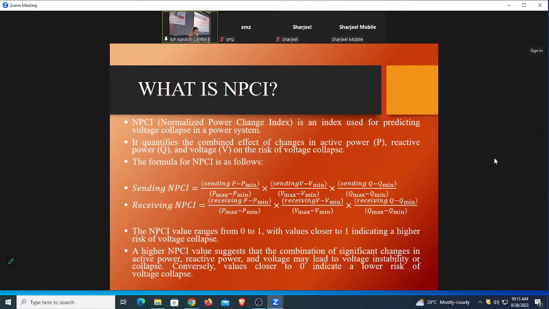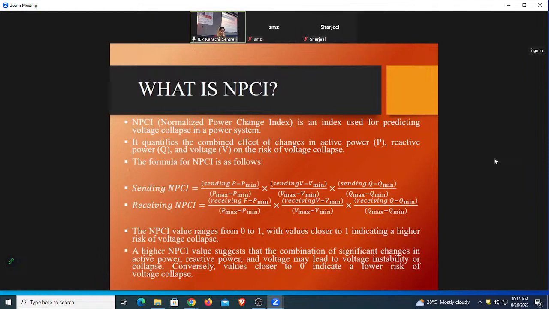We have both sending NPCI and receiving NPCI. So in case of NPCI, the voltage stability index is predicted for both the buses at the same time, for the sending end as well as for the receiving end, while in case of NLSI, only one of the buses is predicted at a time.